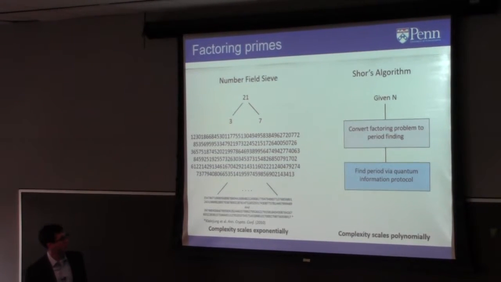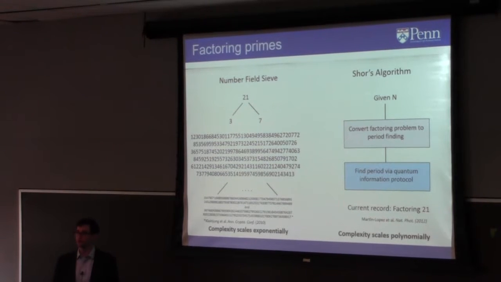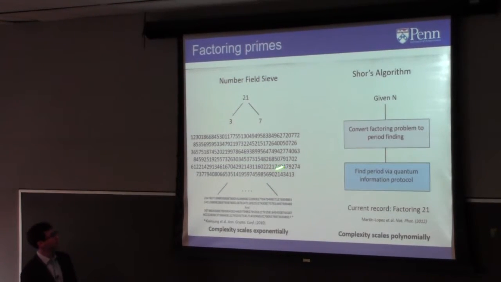Now, you don't have to worry. The current record is factoring 21. While the computational complexity is easy, the implementation is difficult. So we're not quite at the level of cracking all RSA encryption, but we are getting there.